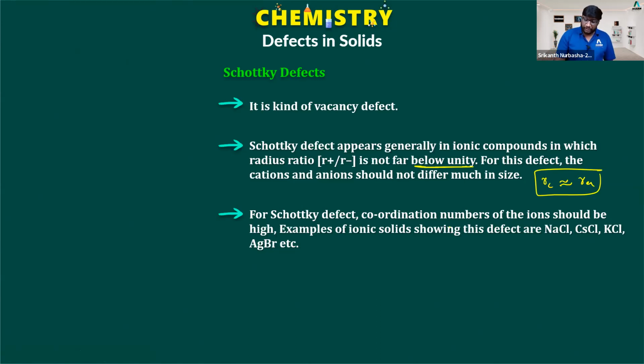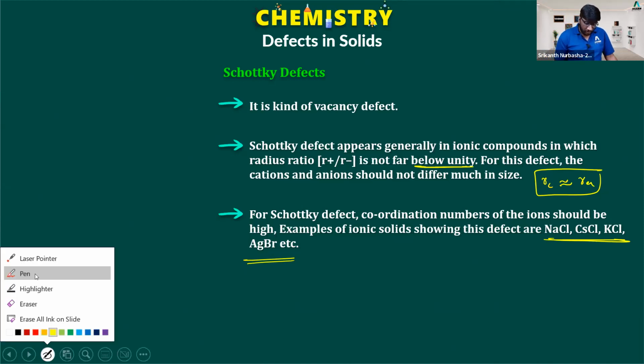In that condition only you have a Schottky defect. For a Schottky defect, the coordination number of the ion should be high. Examples of ionic solids showing this effect are NaCl and CsCl. All these are the respective examples. You may ask a question: sir, why should the radius of the cation be approximately equal to the radius of the anion, why should cations and anions not differ in size?